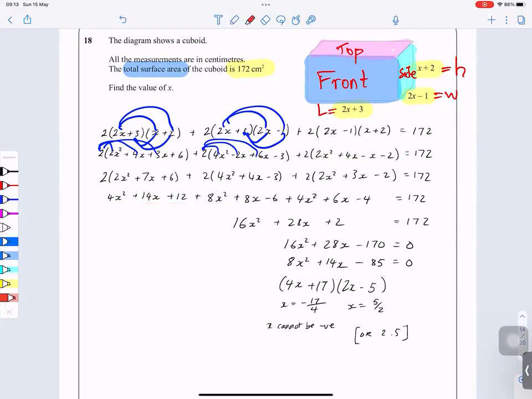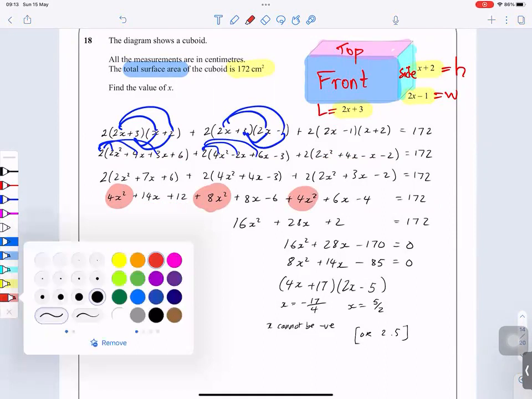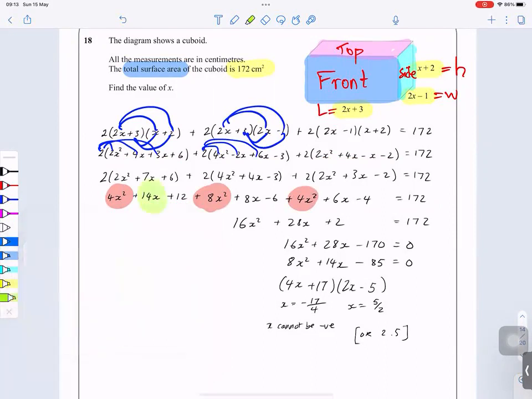Like terms, the ones which are the same: 4x squared plus 8x squared plus 4x squared. You put all the ones with x squared together. And then you put all the ones with x together, 14x plus 8x plus 6x. And then you put the numbers together, the 12 minus 4, 172. You bring them all together and you will get this expression here, this quadratic.